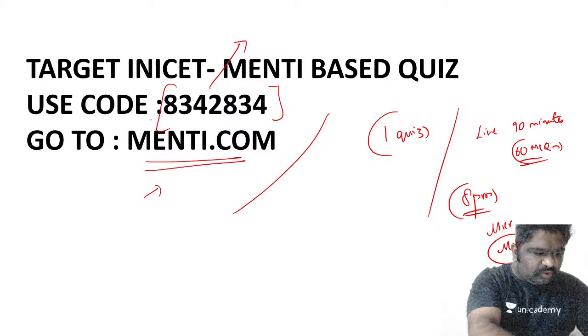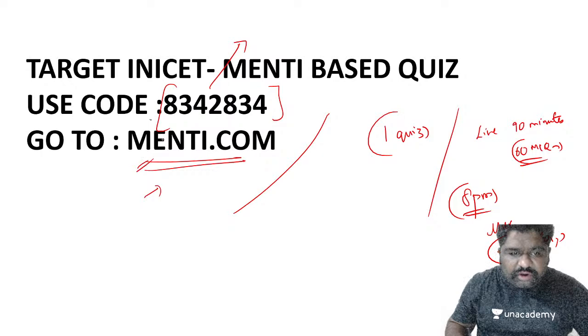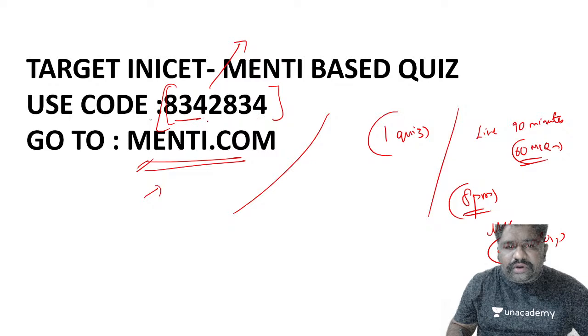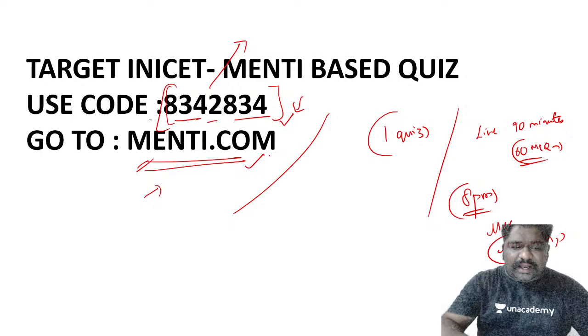So go to this page, go to menti.com and use the code 834-2834. Once you place this code by going to menti.com, you'll be allowed access to play the game. So let's start the session here.